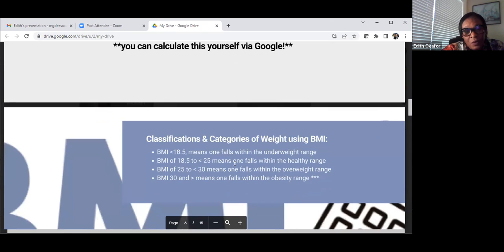So the other classification will be BMI of 18.5 to less than 25. That's where a lot of people want to be at, because it means one falls within the healthy range. Okay, once you creep into BMI of 25 to less than 30, it means one falls within the overweight range, okay? And then you have the BMI of 30 or more, it means one falls within the obesity range, and that is kind of a red flag, okay?